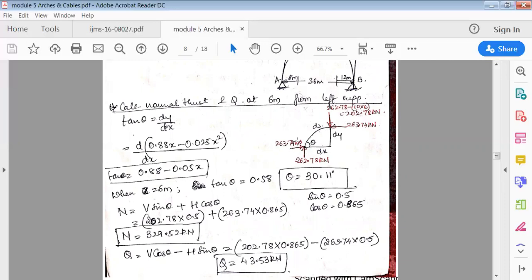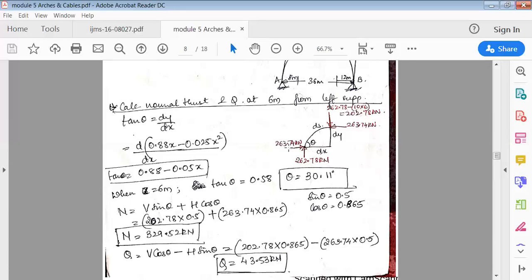See here, if this has to be in equilibrium, horizontal forces should be equal: right side forces should be equal to left side forces, and upward forces should be equal to downward forces. If the system has to be in equilibrium, the arch has to be in equilibrium. So now these two parameters we know.